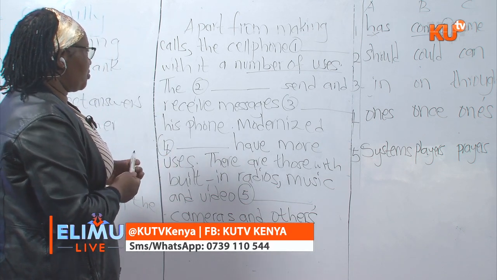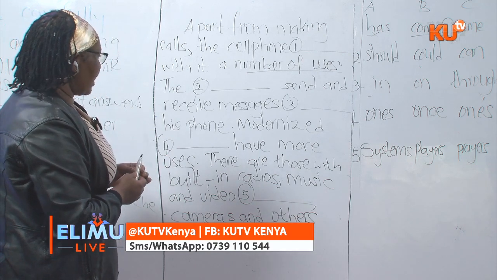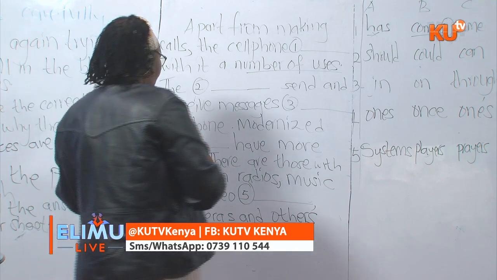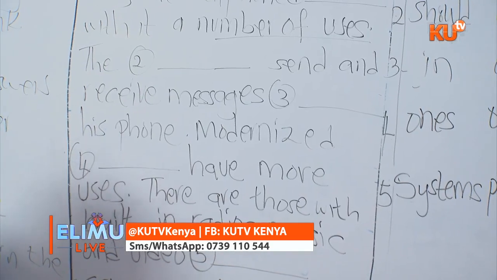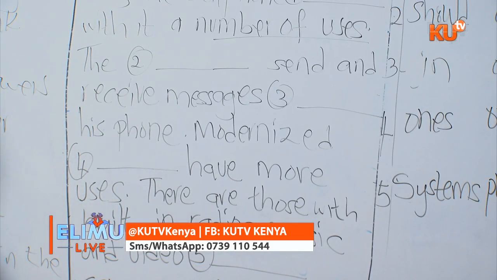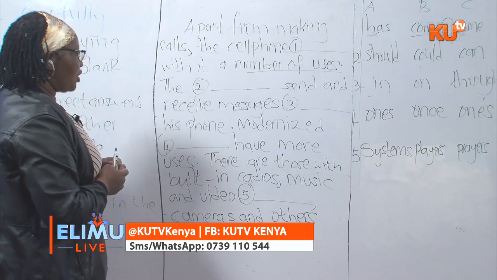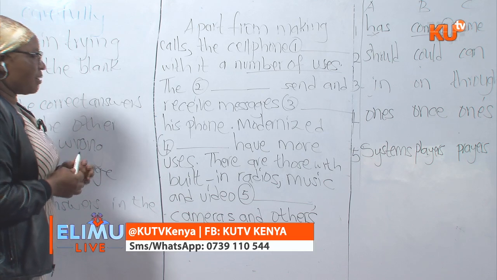Now we move on to the second number. The dash, send and receive messages. And I said you have to read until where you get a full stop so that you may be able to get the correct answers, so that you are able to internalize what you are reading. The dash, send and receive messages, dash is phone. A full stop there. So that is where we are going to reach as we answer number 2 and number 3 together. But we are going to start with number 2.